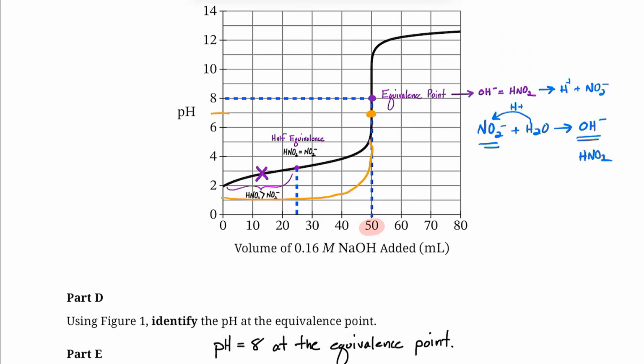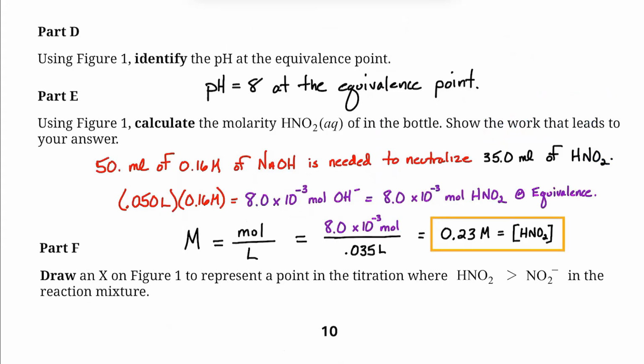So on to question part E. Question 3, part E. Using figure 1, calculate the molarity of HNO2 that's in the bottle. Show the work that leads to your answer. So this is a continuing saga of this problem with this weak acid, but now we're titrating. Now we're adding a strong base.